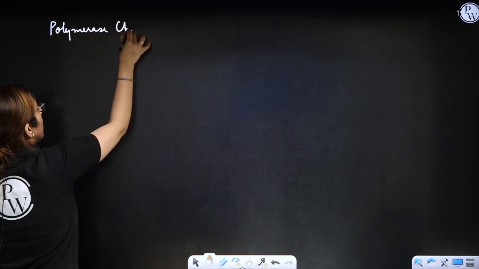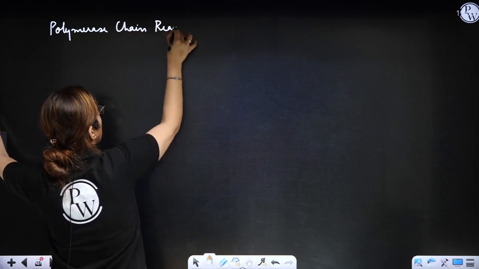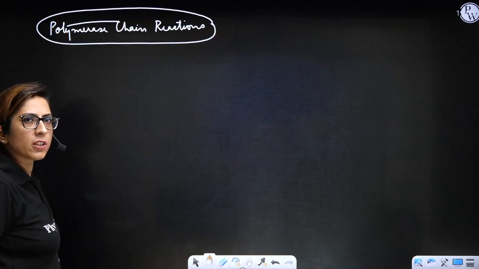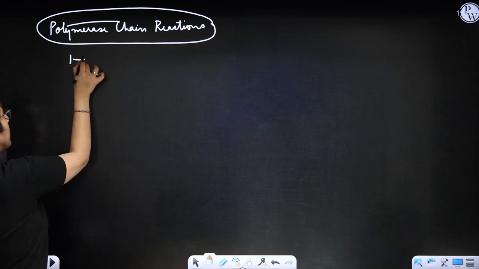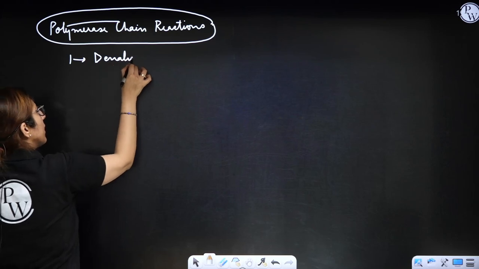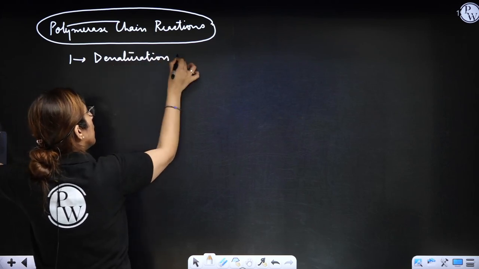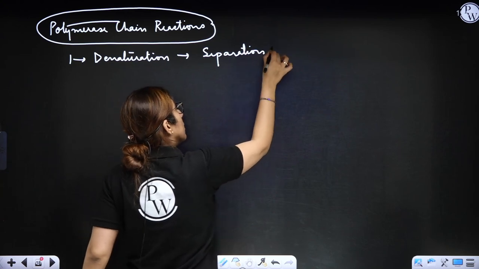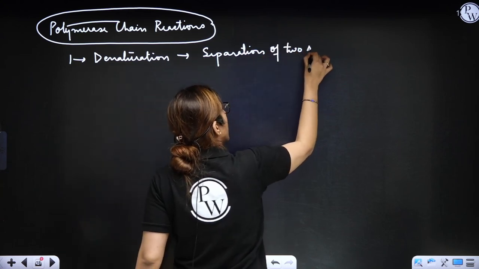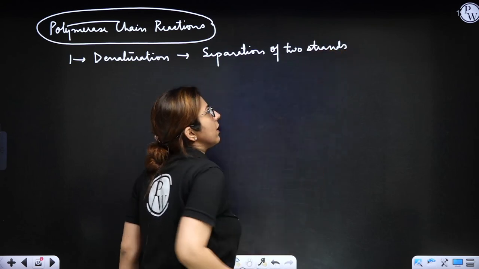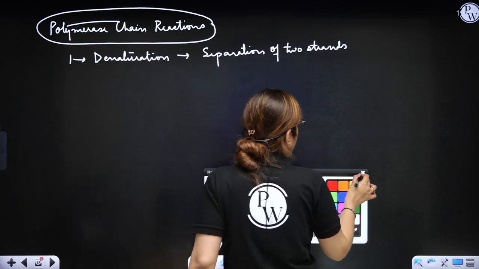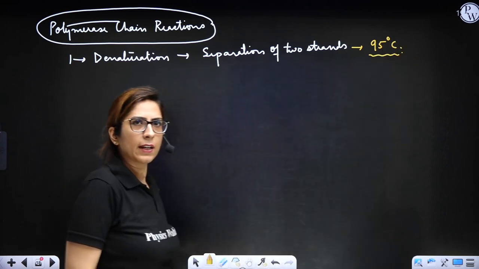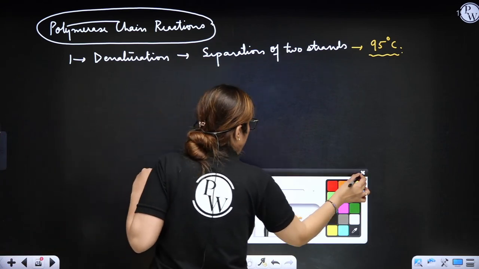Polymerase chain reaction basically works in three different steps. The first step is denaturation. You have to explain the step of denaturation. Here, there's a separation of two strands. With the help of a diagram, guys, you have to explain. Separation of two strands, and always separation requires a high temperature, that means around 90 to 95 degrees Celsius, depending on the CG content. Clear? Now the second step is annealing.